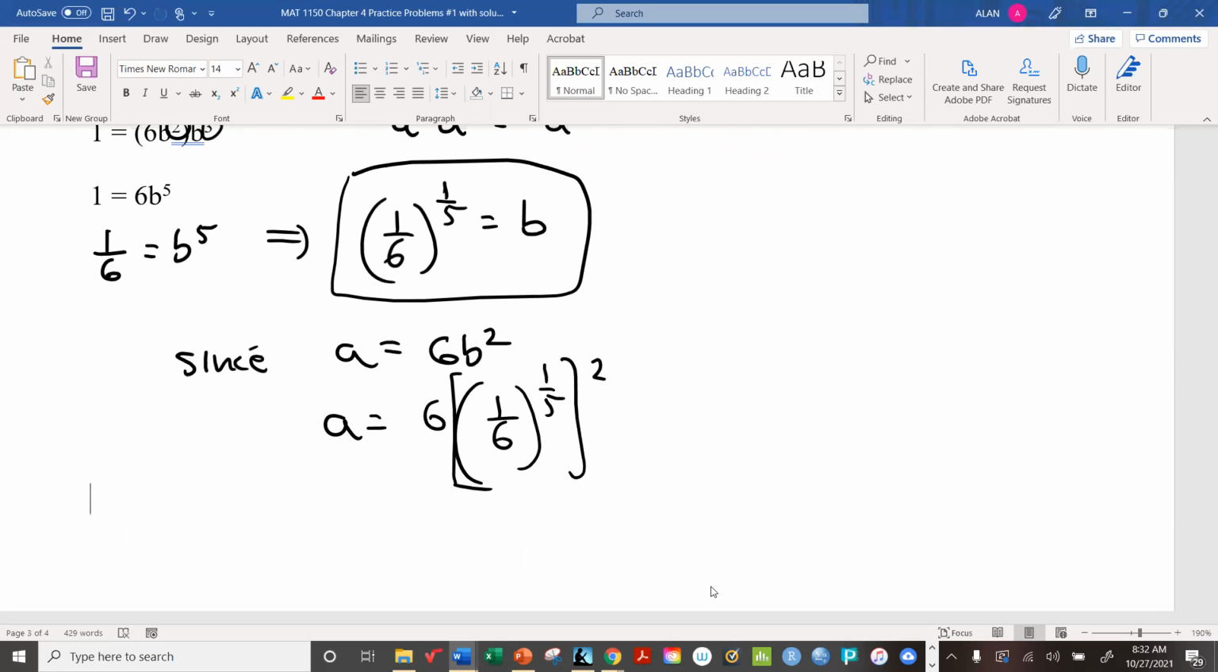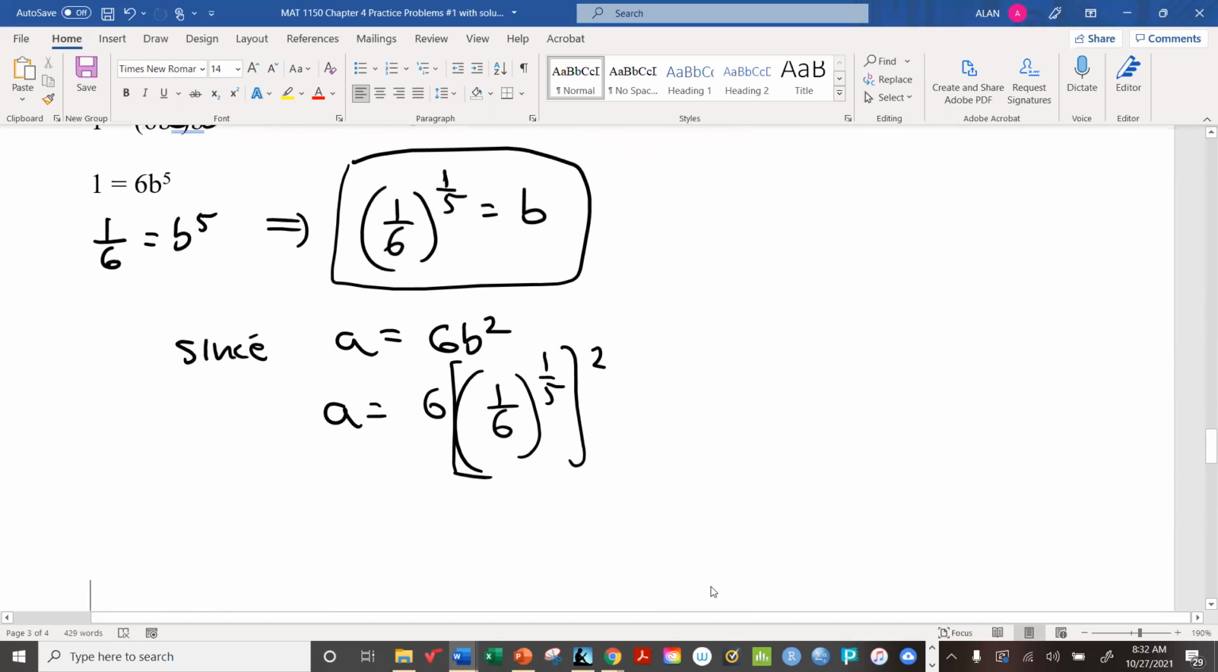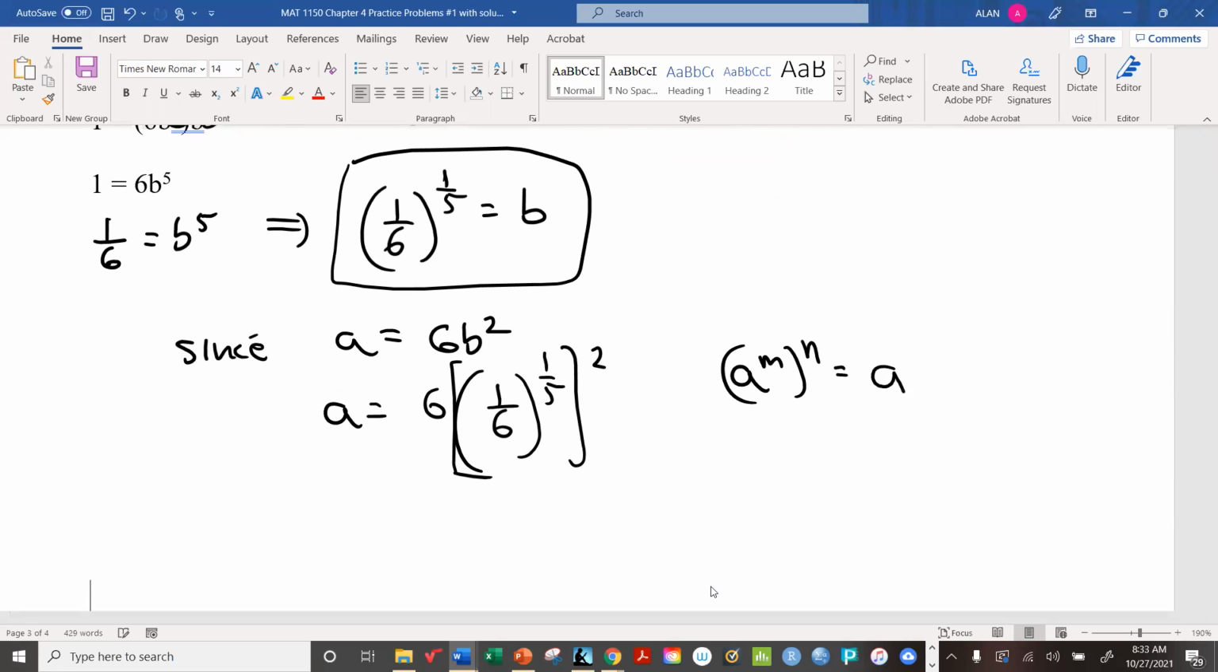So what are we supposed to do with this? All right, well, here's what we're gonna do. Here's the rule. We're gonna end up with 6 times 1/6 to the 2/5 power. Okay, the 1/6 doesn't change, the base stays the same. These two are multiplied together, the 2 and the 1/5.